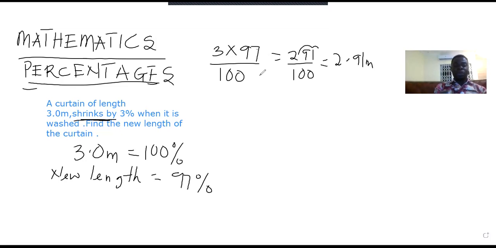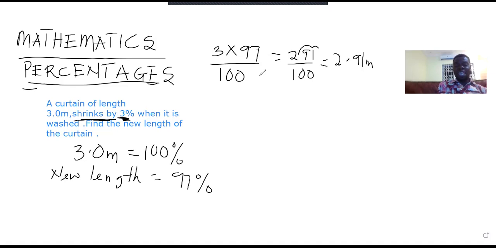Okay, percentage increase, we will add the percentage increase to 100%, but percentage decrease, we subtract the percentage decrease from 100%. So the original length of the curtain is 3.0 meters. Anything original under percentages, original price, original quantity, original population, old, anything original should be equivalent to 100%. Okay, and then the new length, since it is under percentage decrease, we're subtracting the decrease, that is 3%, from 100%, and that gives us 97%.